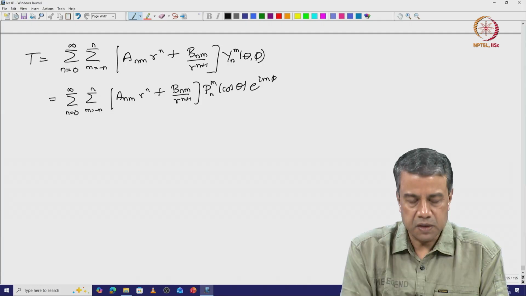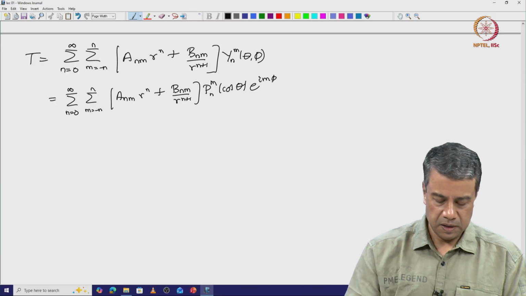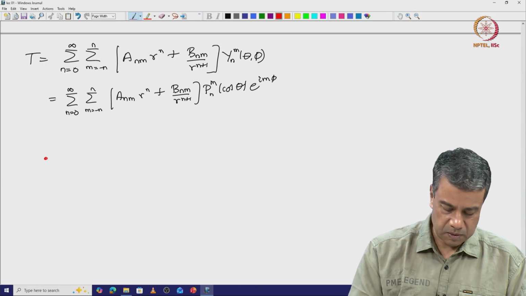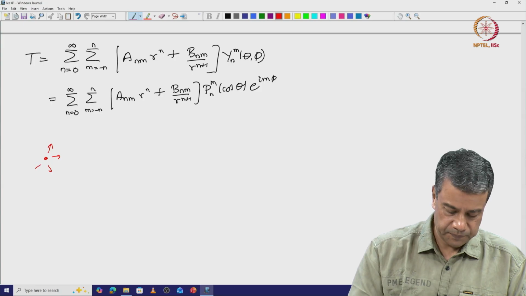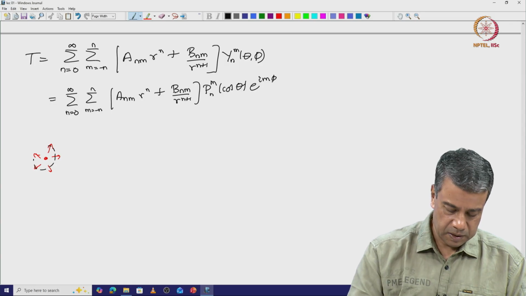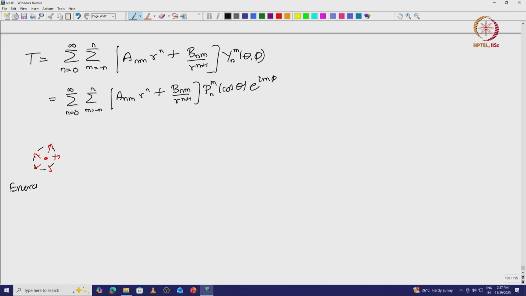And I showed you that for n equal to 0 and m equal to 0, the solution corresponds to the temperature field due to a point source that is emitting heat. The total energy emitted per unit time is Q.